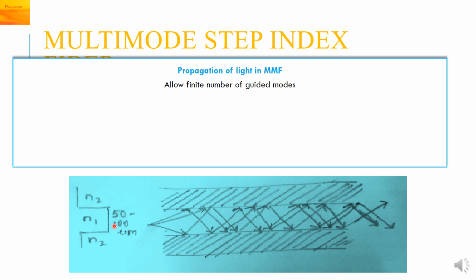Propagation of light in this kind of fiber allows a finite number of guided modes. That is, guided modes means multiple paths of light rays can be launched into the core.